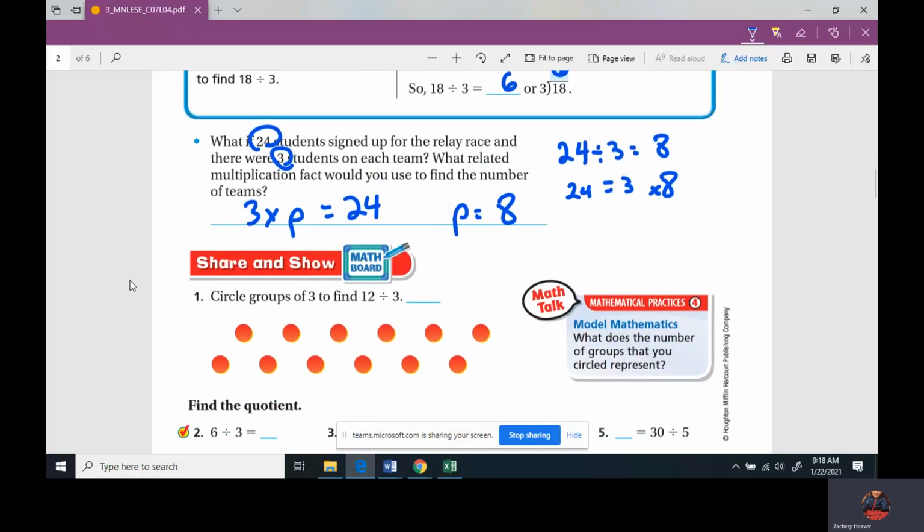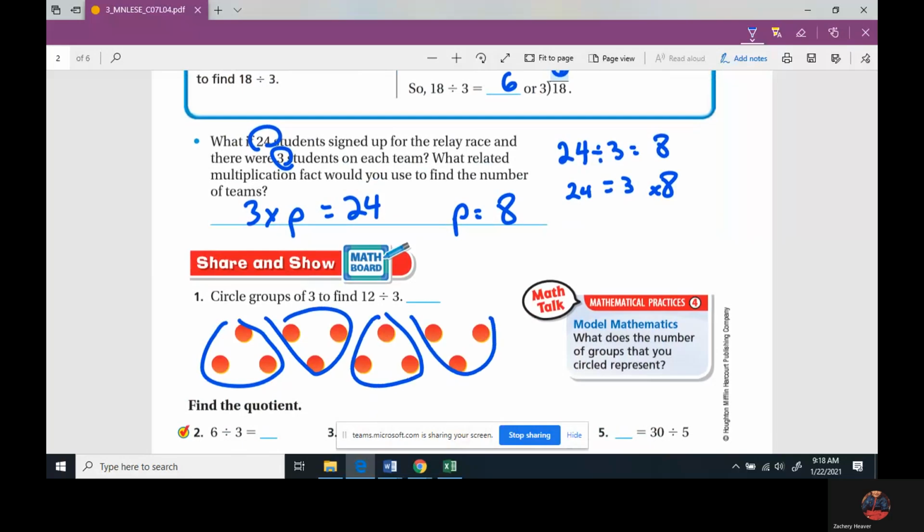All right. Next one. Circle groups of 3, Peyton, to find 12 divided by 3. How many groups are you going to have? I'm going to do it on my own, and you do it on your own. Let's see what you come up with, Peyton. How many groups you have, Peyton? 4 groups. So 12 divided by 3 is 4.